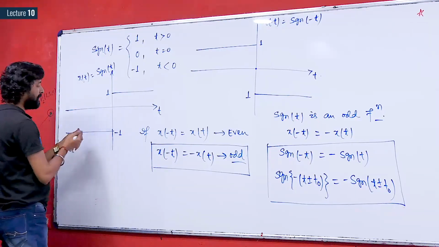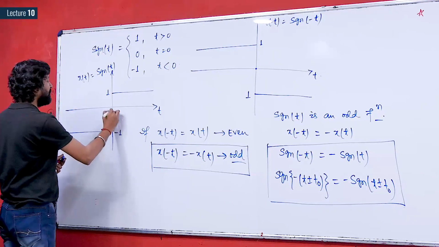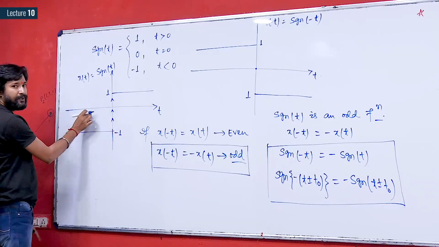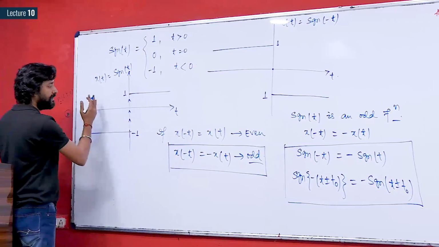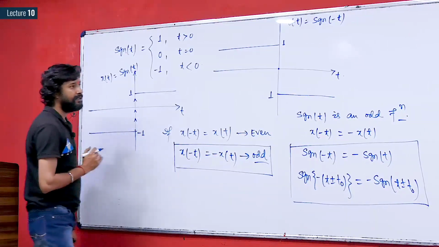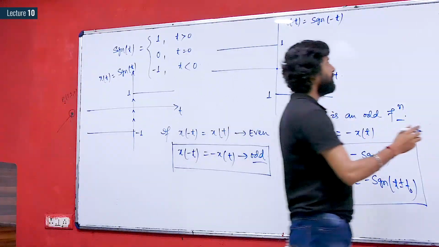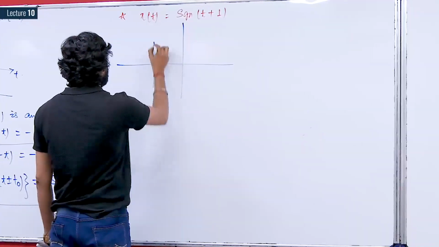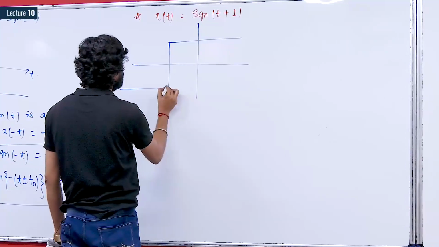Then this point of discontinuity, which was earlier occurring at t equals 0, will now be occurring at t equals minus 1, as we have shifted the signal by 1 unit towards the left hand side. So, this signum of t plus 1 can directly be obtained by the use of time shifting, and it will have values plus and minus 1.